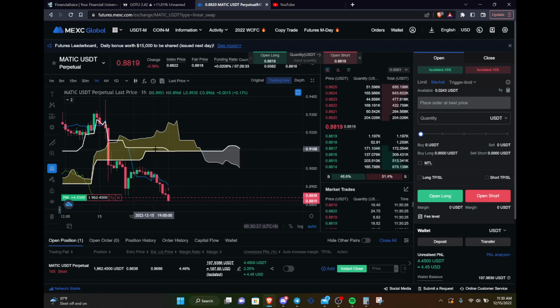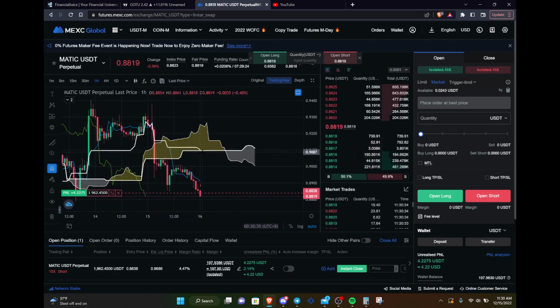In Japan, it's called the Kaijun line. So I'm going to be following the Senko Span B line here from the cloud, and then the Kaijun line here. If I see these both pointed in a direction on the hourly time frame or higher, I'm going to be looking for an entry on the lower time frames like the 30 minute or 15 minute to then follow this trend on the hourly or higher.